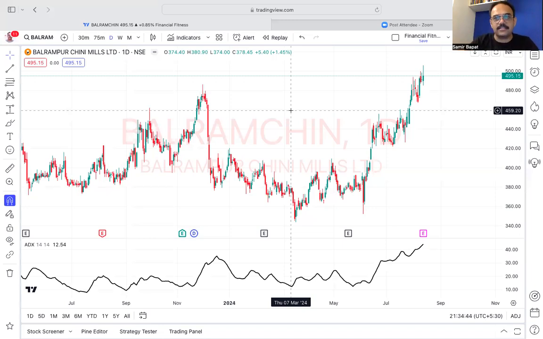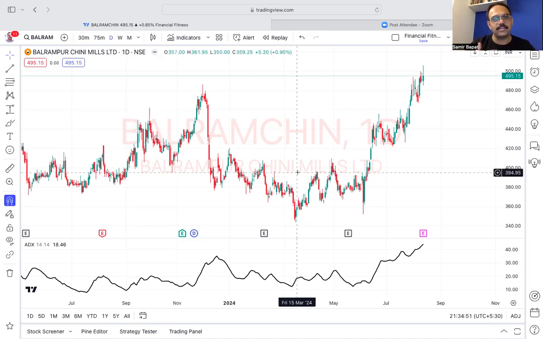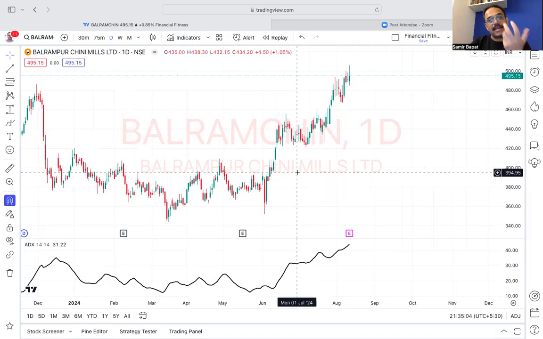This ADX is again a 50-year-old indicator, not a new indicator. It's a 50-year-old indicator, still very relevant. ADX defines the strength of a movement of price in any direction. It will not reflect the direction, it will only reflect the strength.